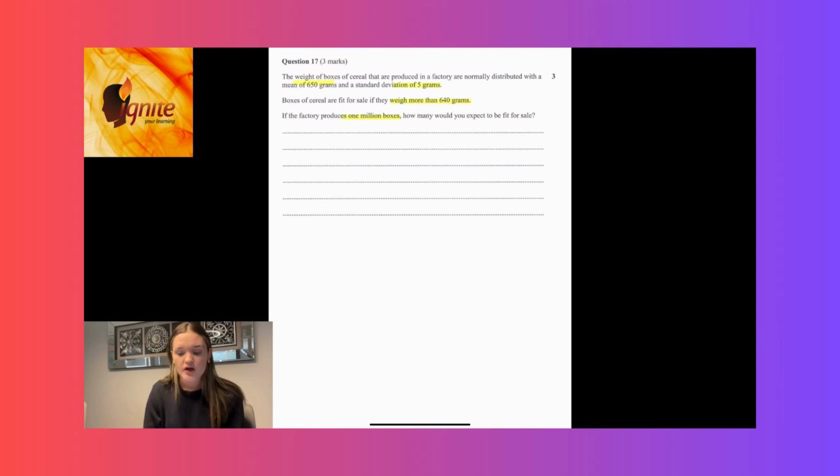So straight away, I can see by the wording of this question that since it says it's normally distributed, we are going to be working with normal distribution, and therefore we're going to be working with that bell curve that we see in our formula sheet.